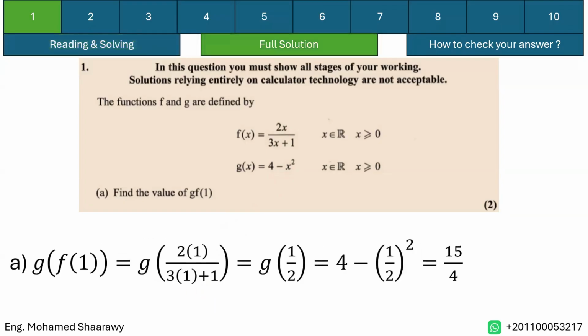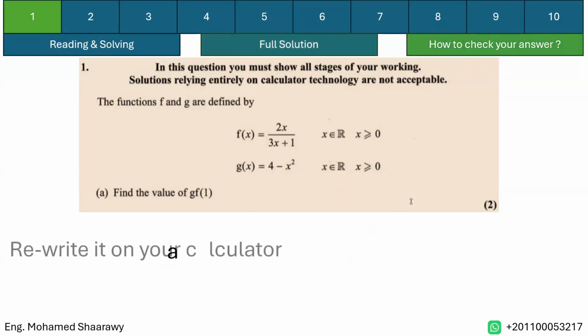And in order to check this answer, actually in each question in this presentation, I'll show you how I can solve it and the full solution to the question and how to check your results during the exam using your calculator. Okay, how to check this answer using the calculator?